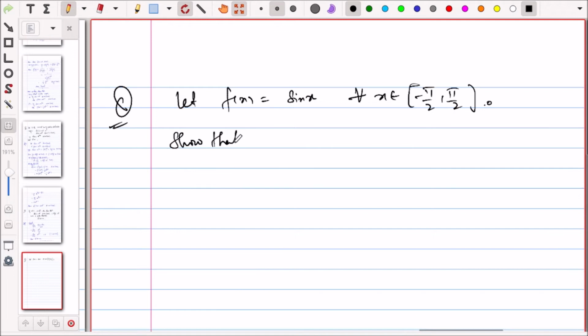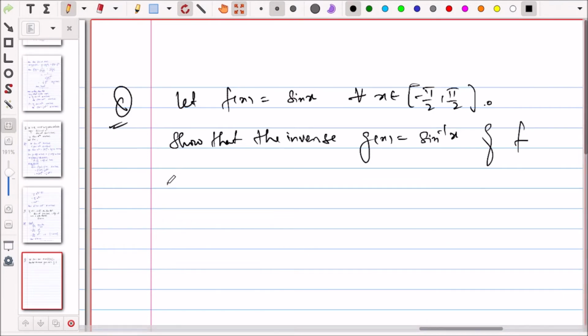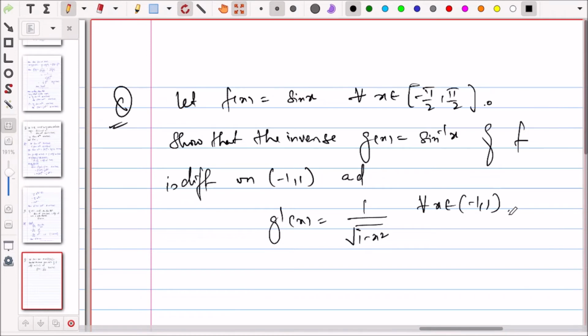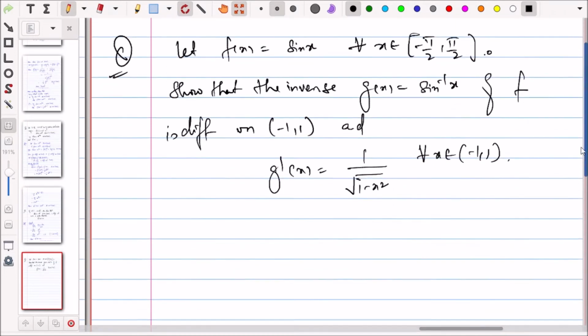Show that the inverse of f, g(x) equal to sine inverse x, is differentiable on minus 1 to 1, and what will be its derivative, 1 upon under root 1 minus x square, and g dash x is equal to 1 upon root 1 minus x square for all x belonging to minus 1 to 1. Fine. So this is what we have to show. So let us start.